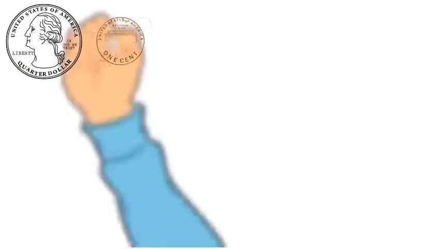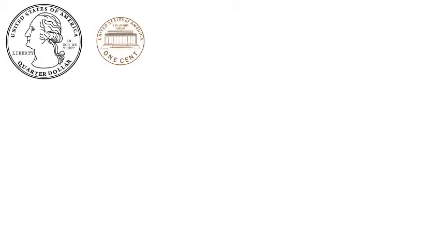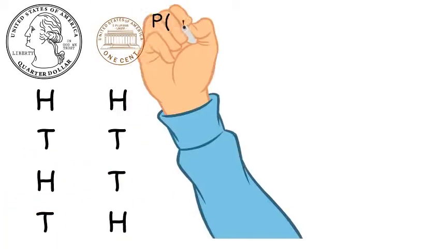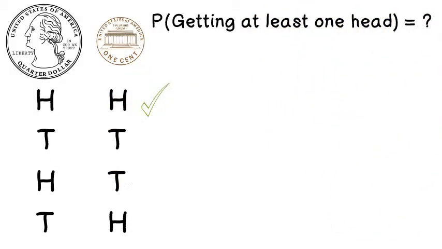Let's look at the probability of flipping 2 coins and getting at least 1 heads on the 2 coins. Well, there are 4 possibilities. I could either get heads on both of them, or tails on both of them, or heads on the first and tails on the second, or tails on the first and heads on the second.